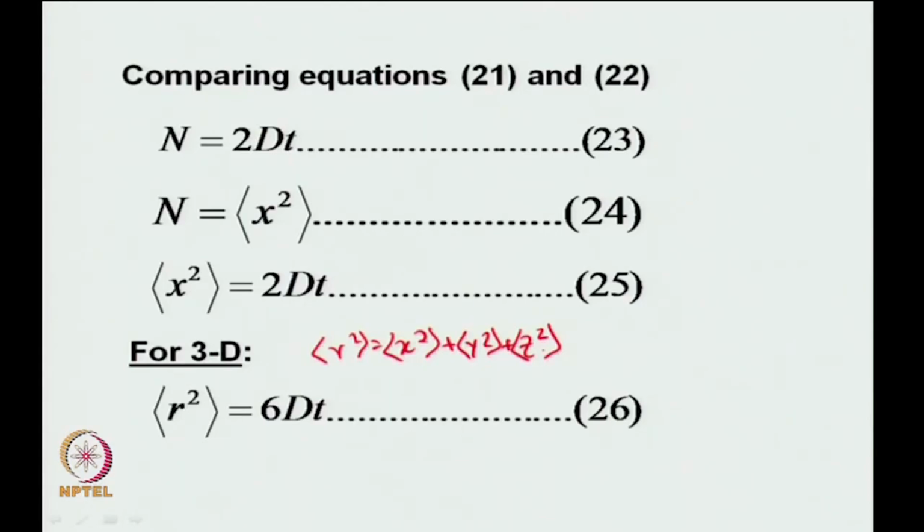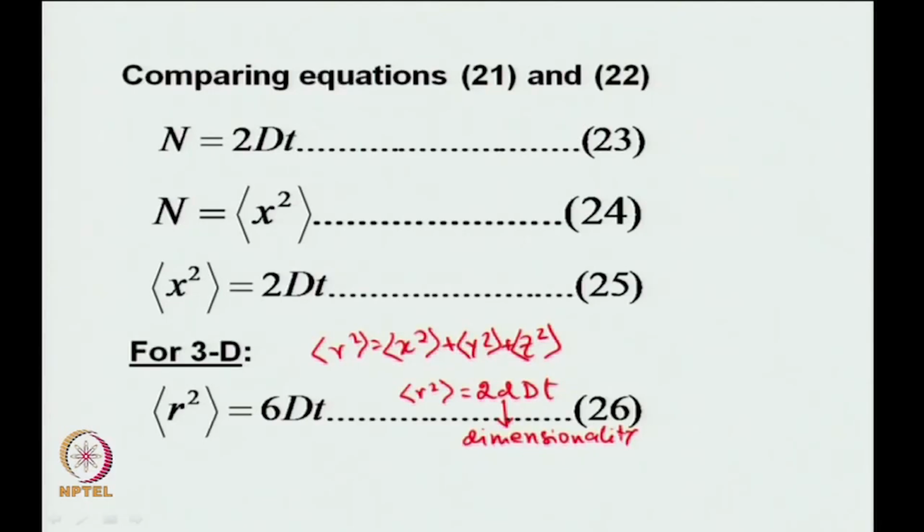Now, you can realize that a very general expression from here would be, if I write r square is equal to 2 times d of t, where d is what? That small d is referred to as the dimensionality of your problem. That means, if it is one dimension, then d is equal to 1, you get 2 dt.